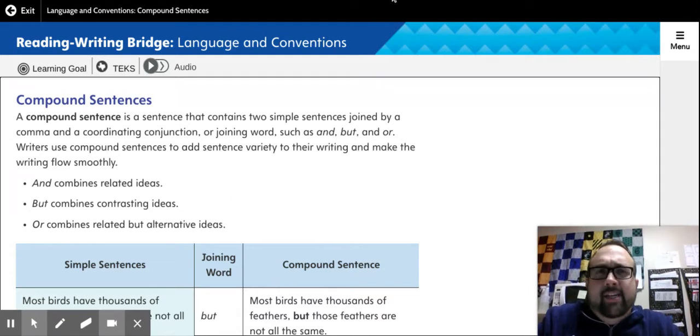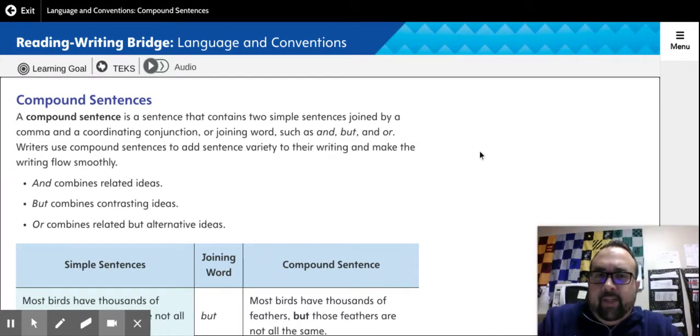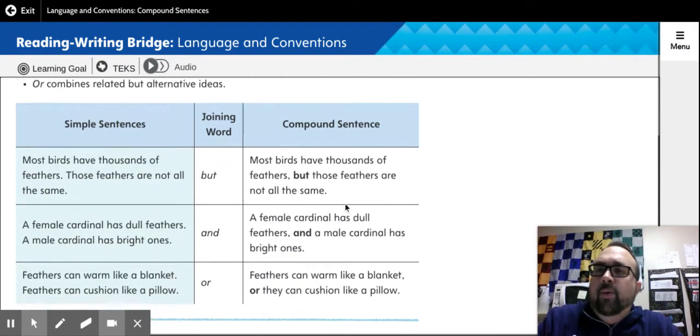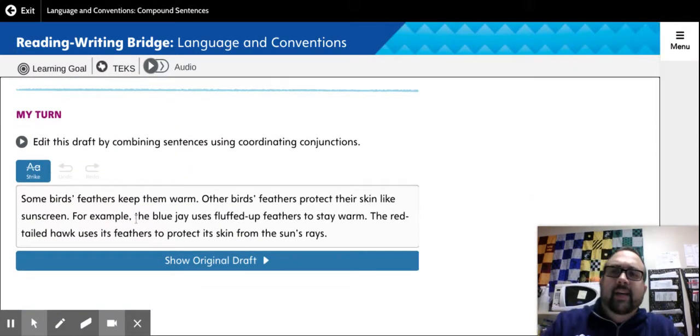On page 256, you're on page 256. You have a little bit of space to do this. What I recommend is you're editing this draft by combining sentences using coordinating conjunctions.